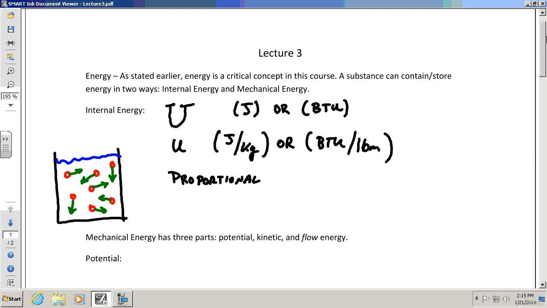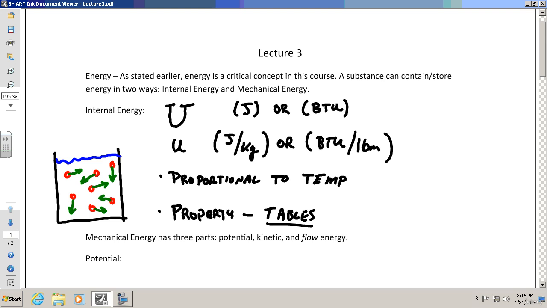There is no such thing as an amount of heat inside something. Heat is only in transfer. But people say that all the time, so it's enough to help you understand. The amount of internal energy is proportional to temperature. It's also a property, which means that you can look it up in the back of the book. It's in tables.